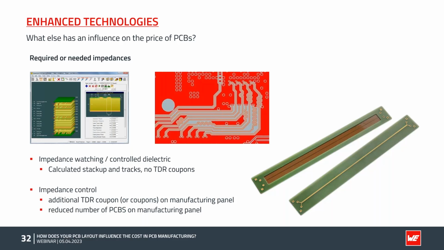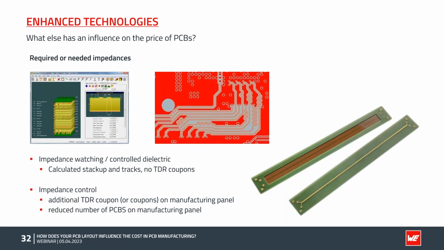But please keep in mind that if we need those coupons, they need space on the manufacturing panel as well. So it could happen that we cannot fit as many PCBs on a manufacturing panel as we could without those coupons. In, I would say, 95% of cases we have a reduced number of PCBs on a manufacturing panel. And additionally, you have the cost for the testing.